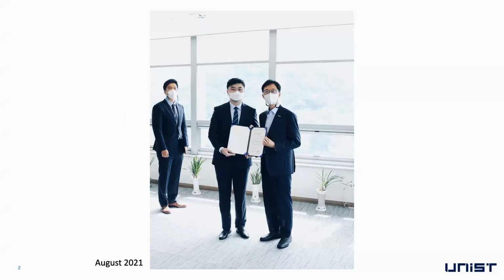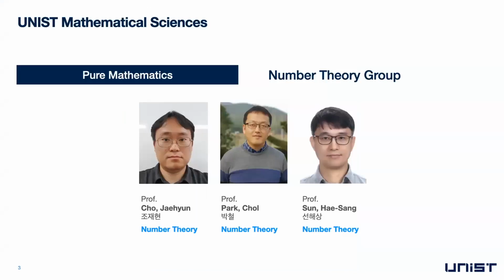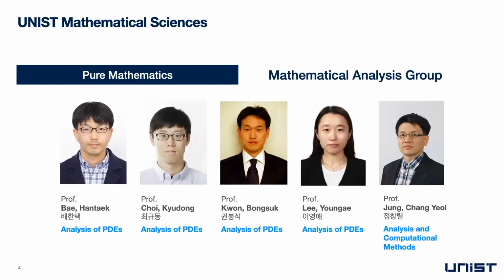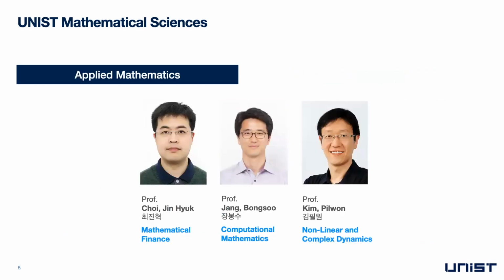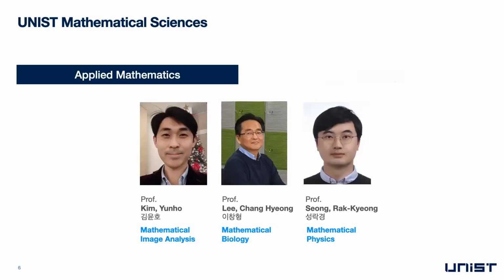And the department here is subdivided into three major groups. The first group in pure mathematics is the number theory group, where we have three professors working on research topics in number theory. Then in pure mathematics, we also have the analysis and PDE group, where we have five professors working on various topics in analysis, PDE, and various computational methods of solving PDEs. And then last but not least, we have professors working on applied mathematics topics, ranging from mathematical finance to computational mathematics, various dynamical systems, and also image analysis, mathematical biology, and when I joined, also mathematical physics topics, ranging from string theory and quantum field theory to mathematical physics.